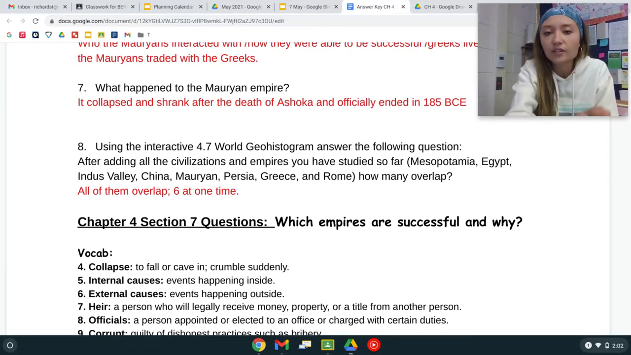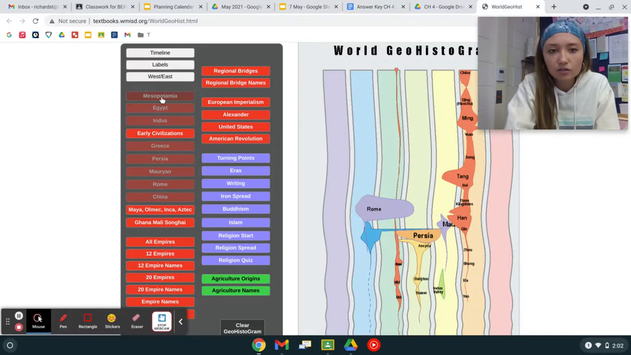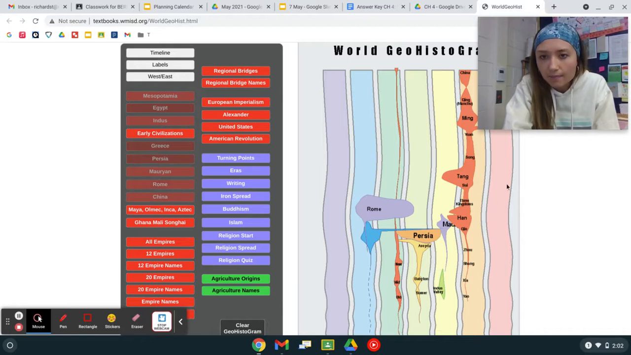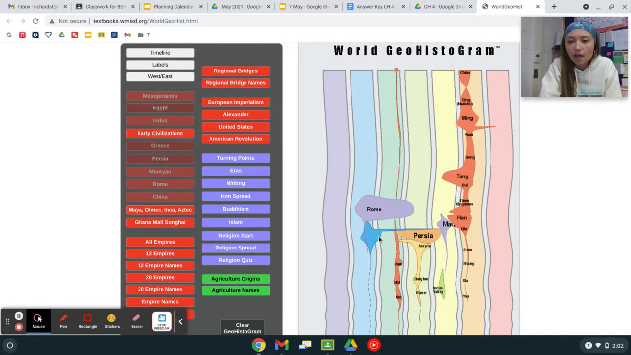You're adding all these civilizations here that you can see on the screen that we've studied to the geohistogram, and then you're seeing how many overlap. If you went to 4.7, you were supposed to push all of these different civilizations here. As you can see, I did Mesopotamia, Egypt, Indus, Greece, Persia, Mauryan, Rome, and China. And then they pop up here on the picture. You can see that they all overlap, not all of them.